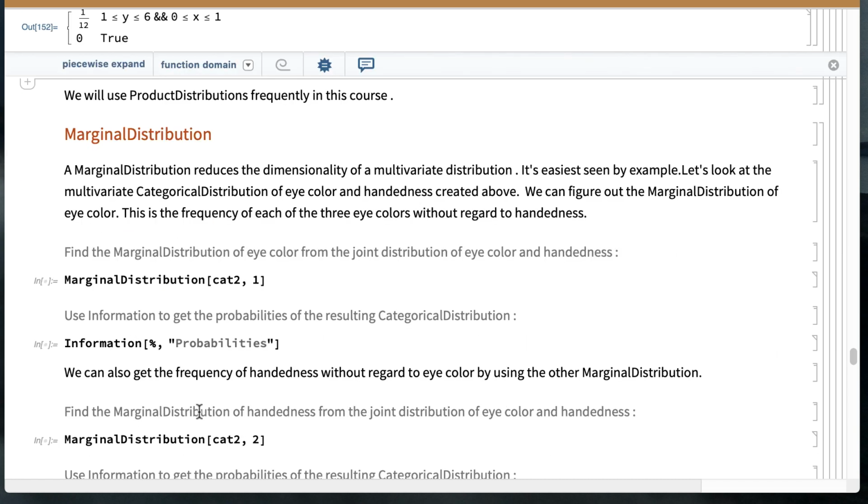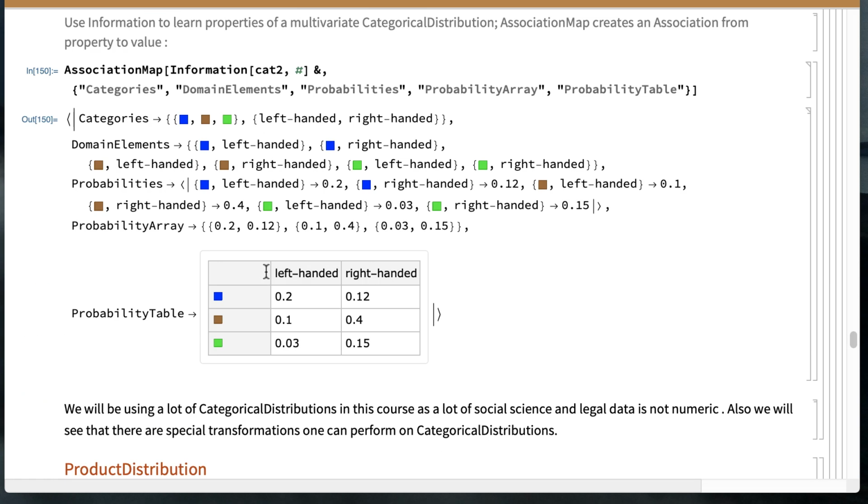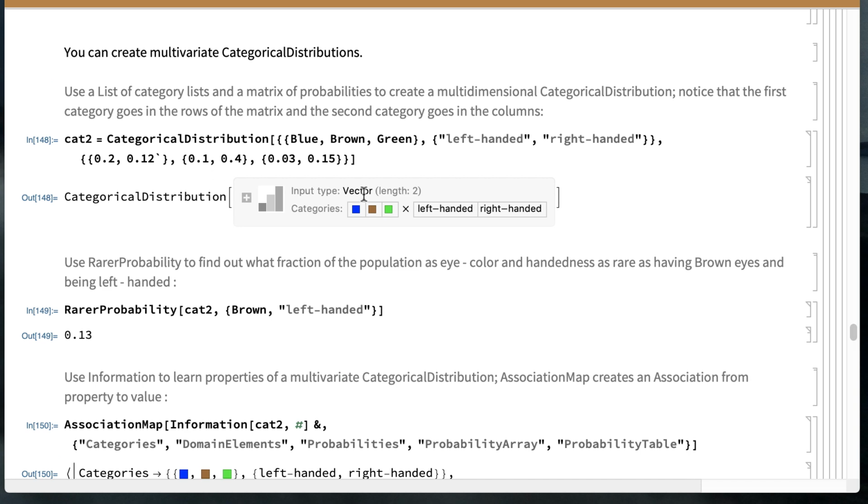Product distributions are very useful because we often have events that we want to model as statistically independent. Marginal distribution. I believe I talked about marginal distributions in a prior video, but let's look at it again. A little repetition never hurt anybody. So let's look at the distribution of eye color in that Cat2 distribution that looked at eye color and handedness. Remember, here's our Cat2 distribution where we're looking at eye color and handedness.